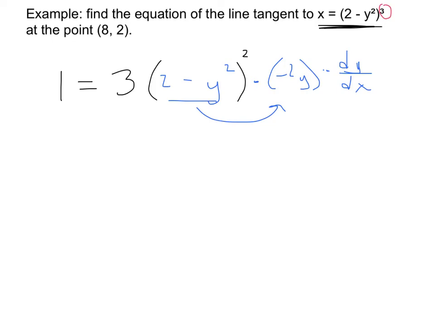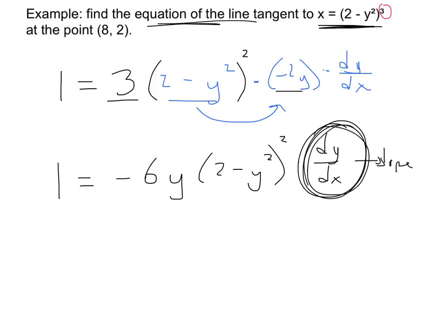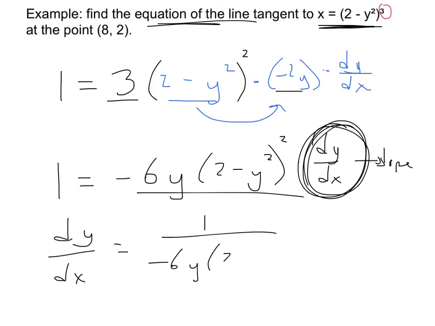When I take the derivative of that thing that has a y in it, I get that dy dx. Right? So now I could pretty this up a little bit. 1 equals, I'll put the 3 and the negative 2 together, negative 6y times 2 minus y squared squared times dy dx. And now if I really want to find dy dx, if I want to find the slope so that I can find the equation of the tangent line, I'm going to have to isolate this dy dx. So I'll divide all this over. I'm going to end up with dy dx being 1 over negative 6y times 2 minus y squared squared.